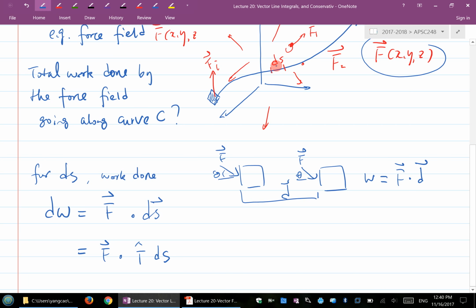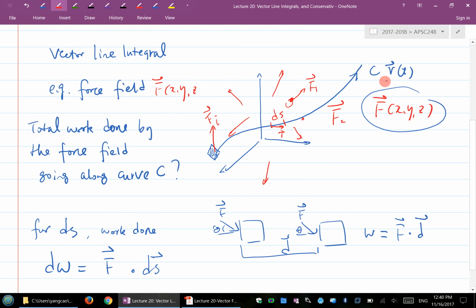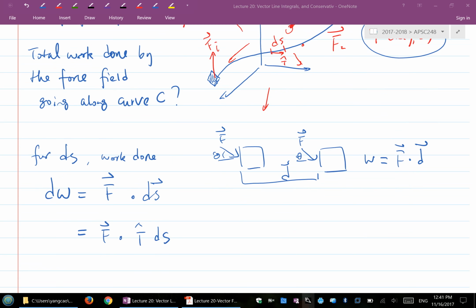So I can use the tangent vector to represent its direction. Let's say the tangent vector here is t hat, the tangent vector of the curve C. If you have a parametric equation of the curve C, you can easily derive the tangent vector, and it's a unit tangent vector, so we're using the unit tangent vector here. So F dot t hat ds. That's it, so dW equals this. This is how much work you do for a very small differential ds.